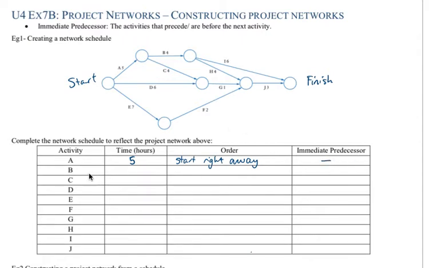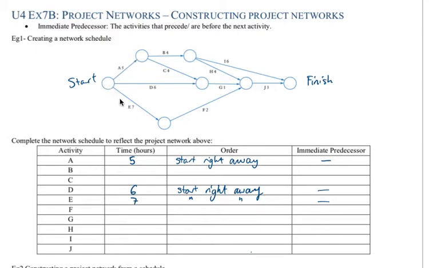Next, we've got activities D and E, because they also start off the start. D takes 6 hours and E takes 7. These also start right away, so I'm going to copy that down. Therefore, both of these have no immediate predecessor. So when we're starting off our project network and have to draw it, you've got to find these immediate predecessor dashes first, because that represents the starting jobs, tasks or activities.